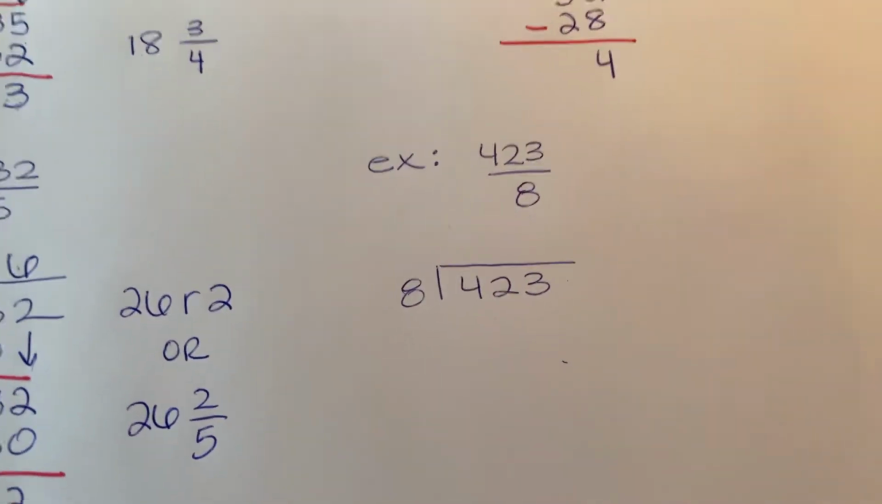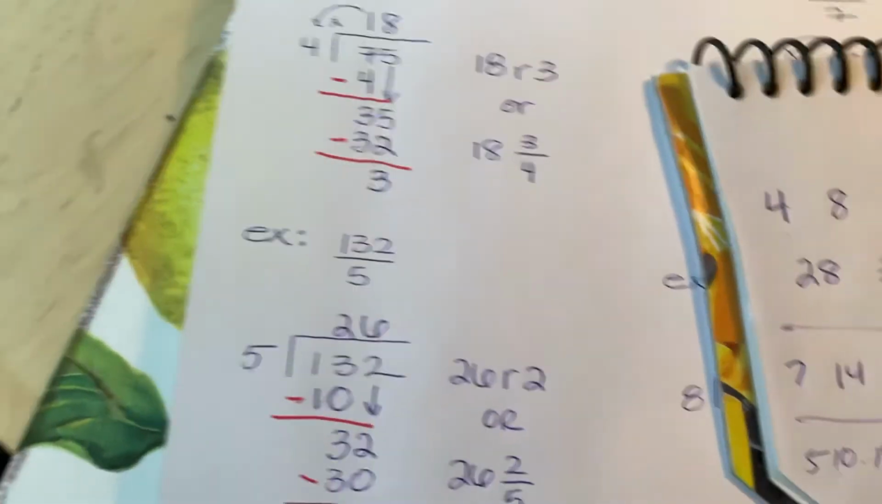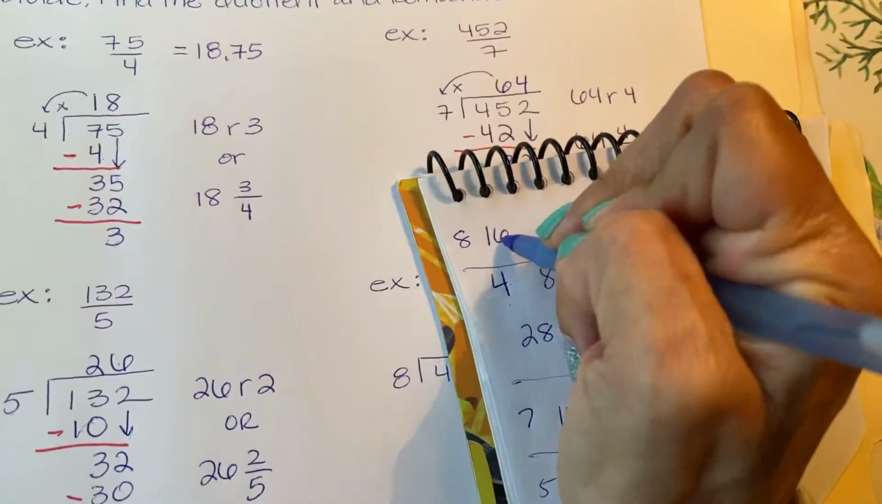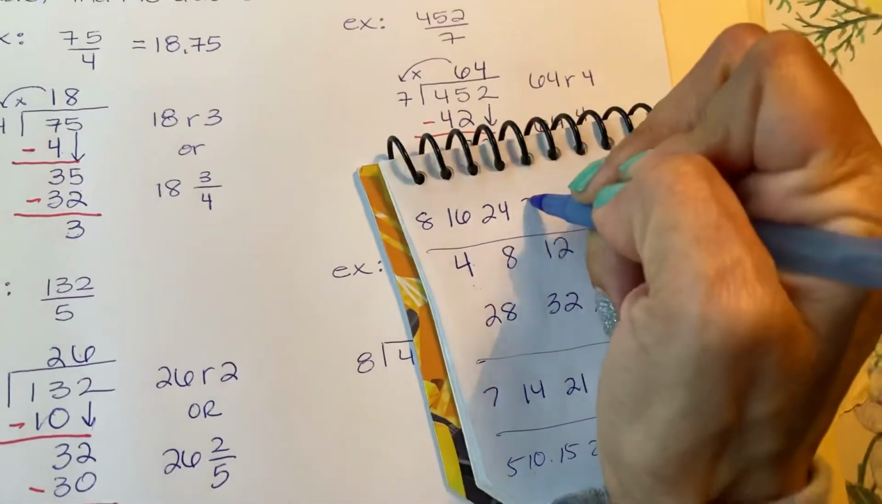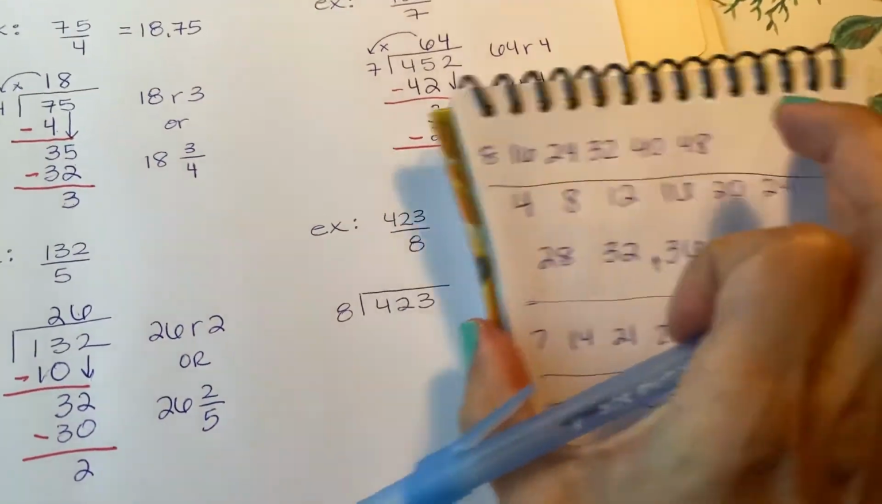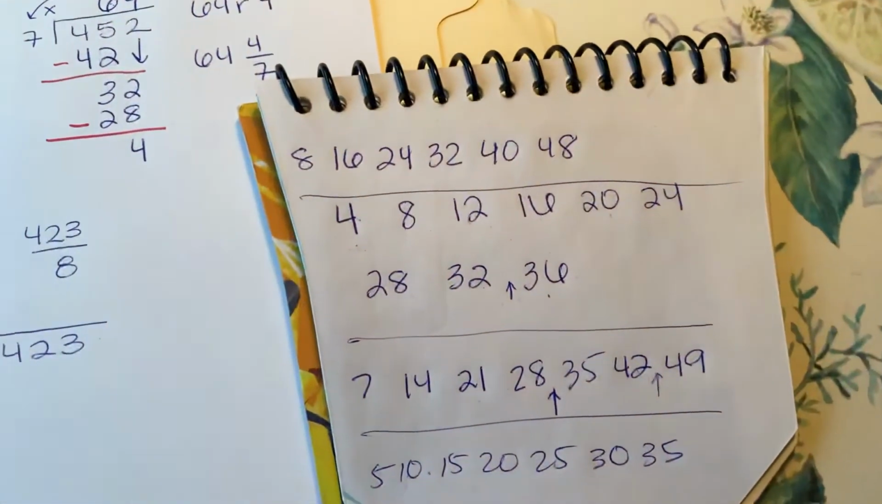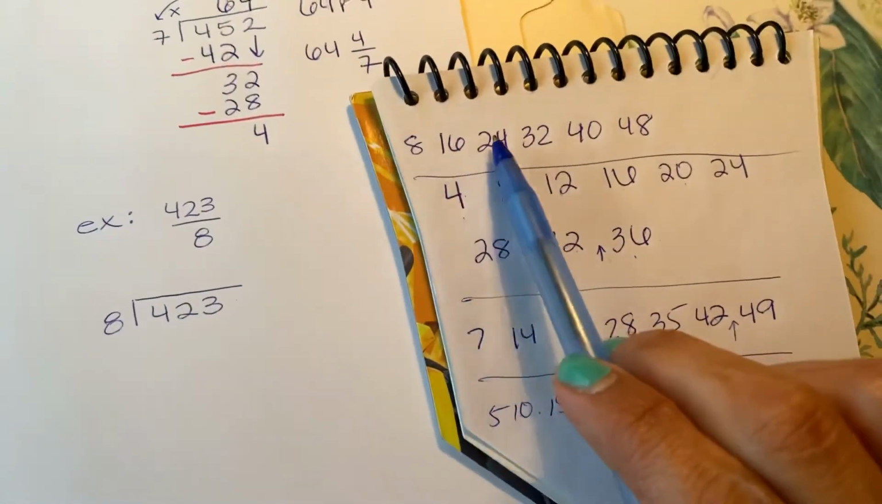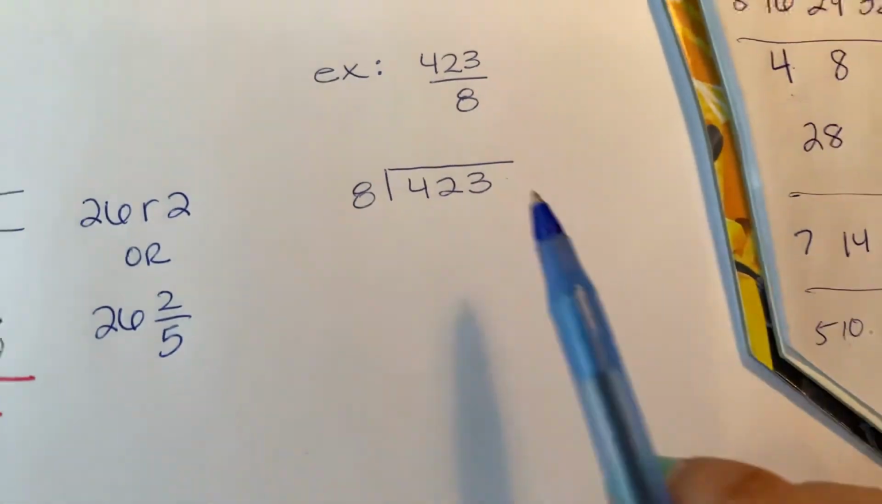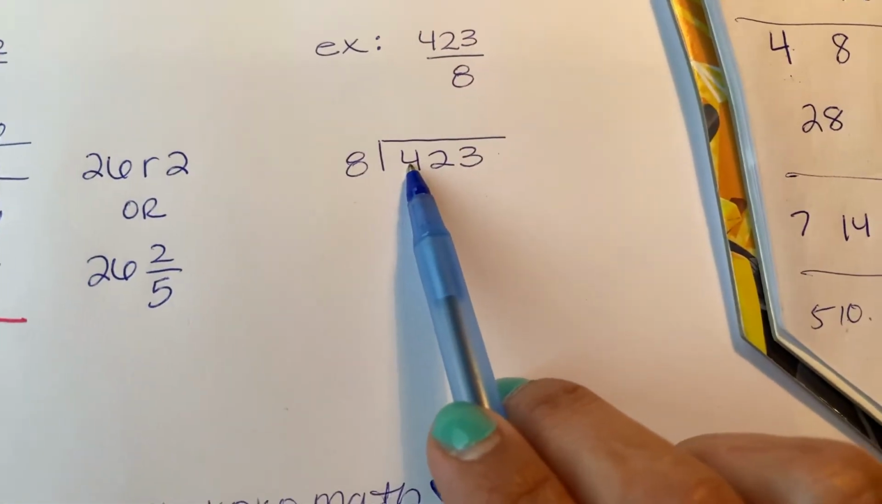Okay, here we go. We need 8s. I'm running out of space, we'll go to the top. We have 8, 16, 8 times 3 is 24, 32, 40, 48. Do I need to go more than that? I don't think so, that's good enough. So that's 8 times 1 through 8 times 6. Okay, 8 going into 4, 4 is too small.